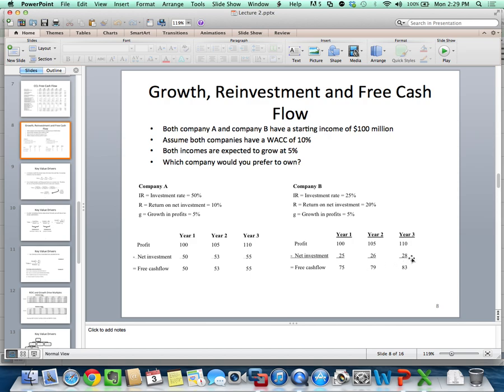They don't have to invest as much to get the same profits. And here's the point. Why does B have to reinvest less? Or why can B reinvest less? Because of the higher return on investment. Because they get, back to his original point, the higher return on investment.